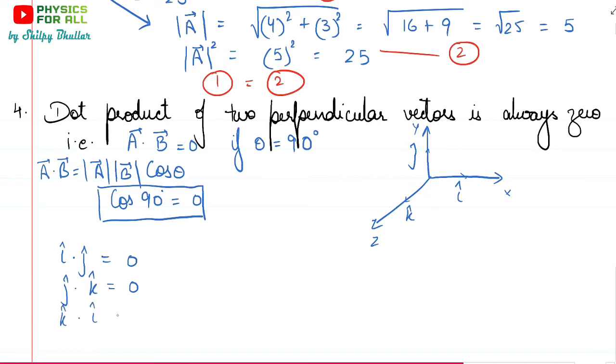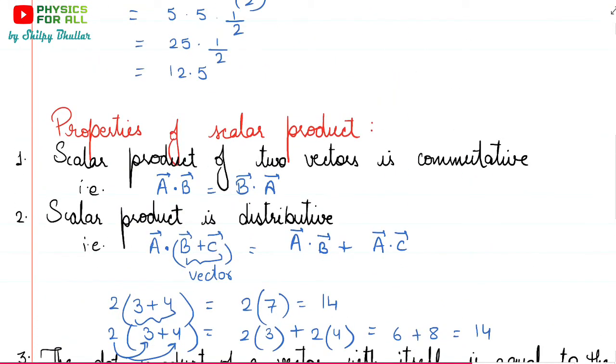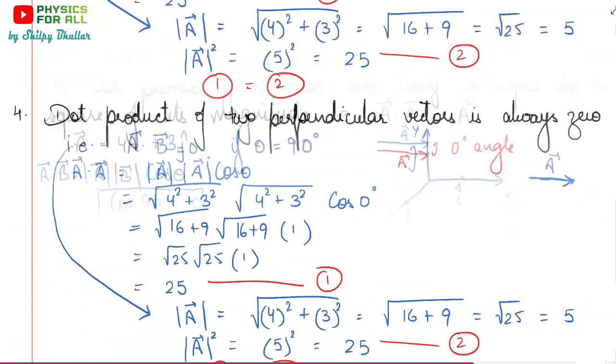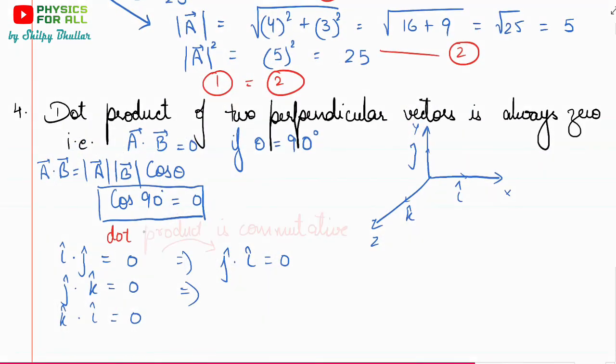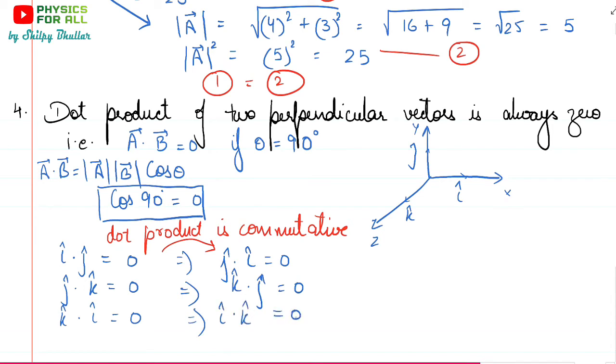K cap dot I cap is 0 since k is perpendicular to I, and otherwise also since dot product is commutative, this also implies j cap dot I cap would also be 0, because as we stated in the very first property, scalar product of two vectors is commutative. Similarly, we can write k dot j would also be 0. And similarly, I cap dot k cap would also be 0. So if two vectors are perpendicular to each other, the result would be 0.